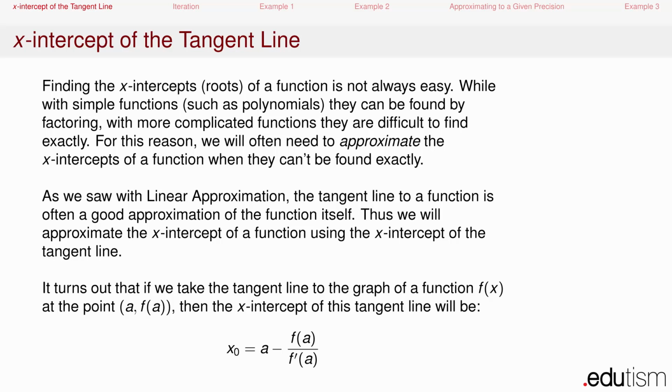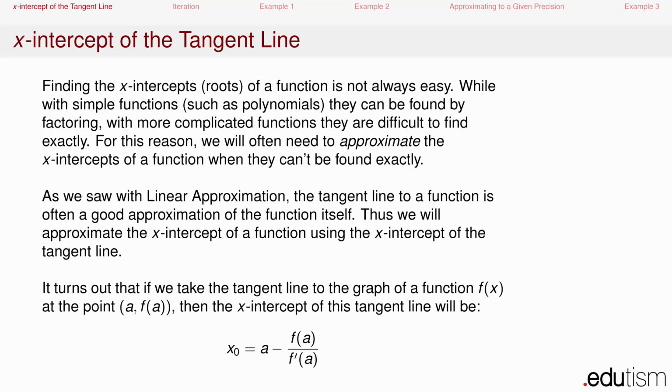Finding the x-intercepts, in other words the roots of a function, is not always easy. Well, with simple functions, such as polynomials, they can be found by factoring. With more complicated functions, they're difficult to find exactly. For this reason, we'll often need to approximate the x-intercepts of a function when they can't be found exactly.